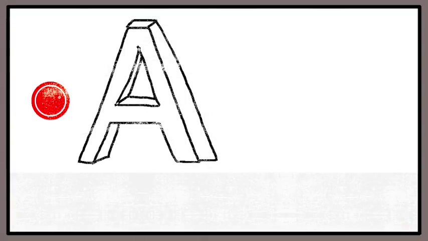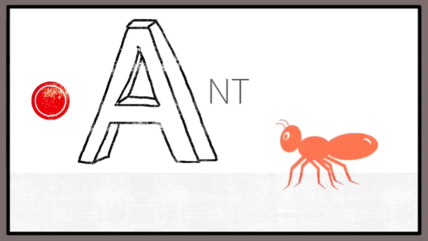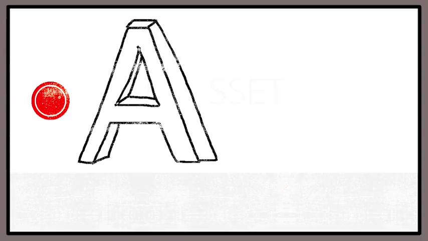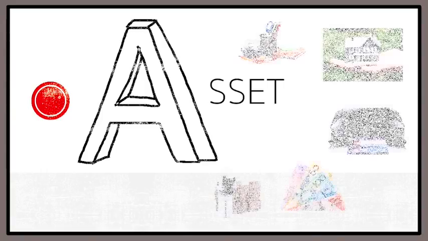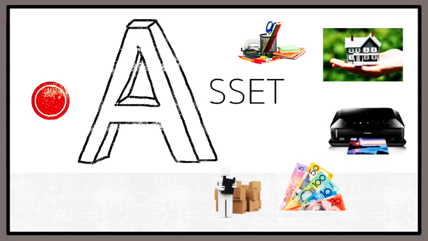A. Well, it doesn't stand for apple, and it surely doesn't stand for ant, so it must stand for asset. An asset is an economic resource of a business that is objectively measurable, that results from a prior transaction that will provide future economic benefit. Cash is a great example. Others include accounts receivable, supplies, inventory, equipment, and even property.